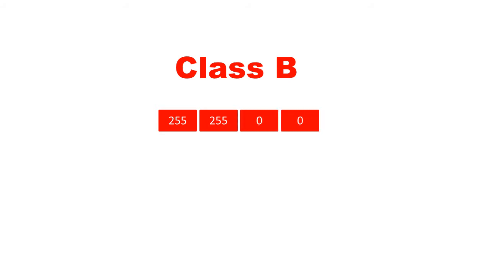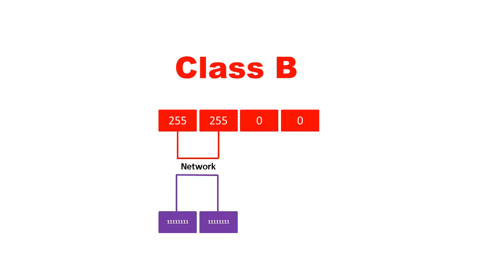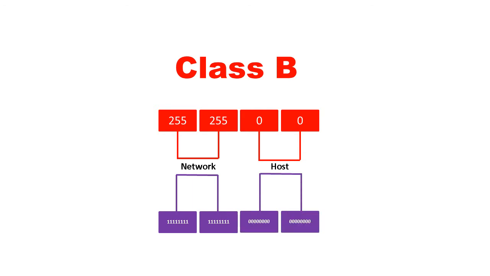The default subnet of class B category network is 255.255.0.0. There are 4 octets in this 32-bit number, and the first 2 octets are addressing the network value, which holds 8 plus 8, 16 ones, and the remaining 2 octets are addressing the host values by holding all zeros, that is 8 plus 8, 16 zeros.